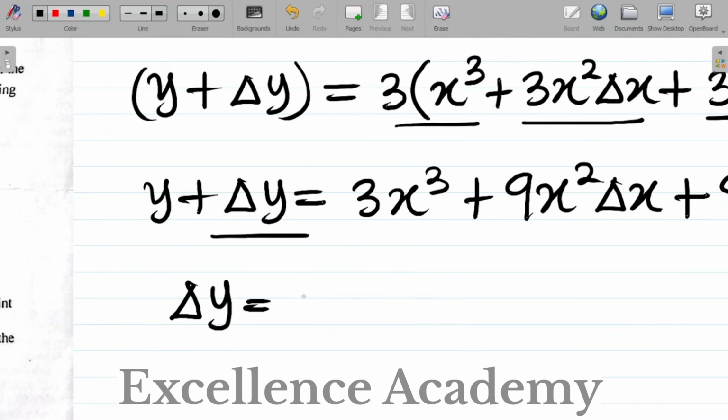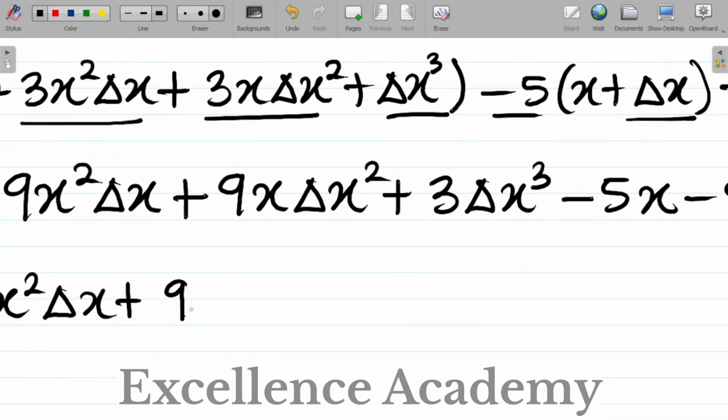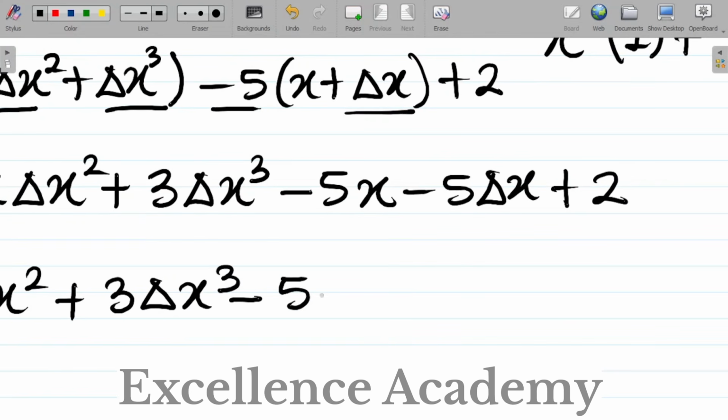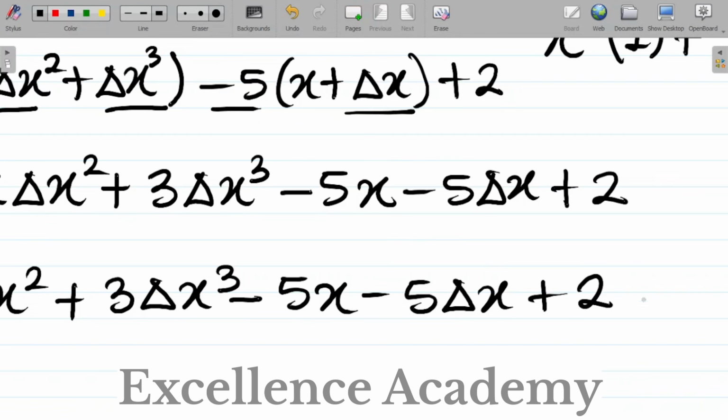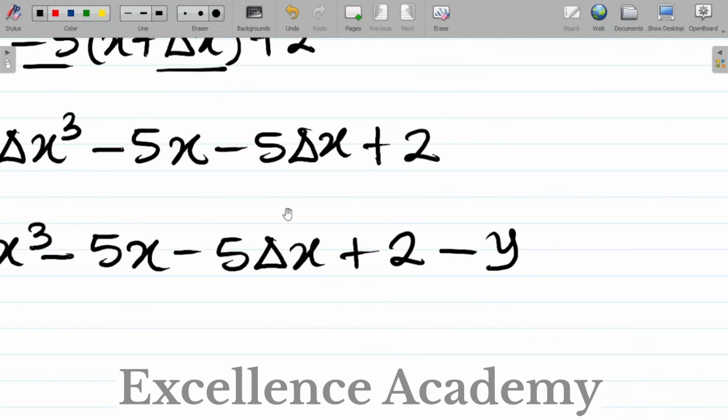So change in y is equal to 3x cubed plus 9x squared change in x plus 9x change in x squared plus 3 change in x cubed minus 5x minus 5 change in x plus 2. Moving plus y over becomes minus y. All right, so minus y. If I move plus y over to the right hand side it becomes minus y.